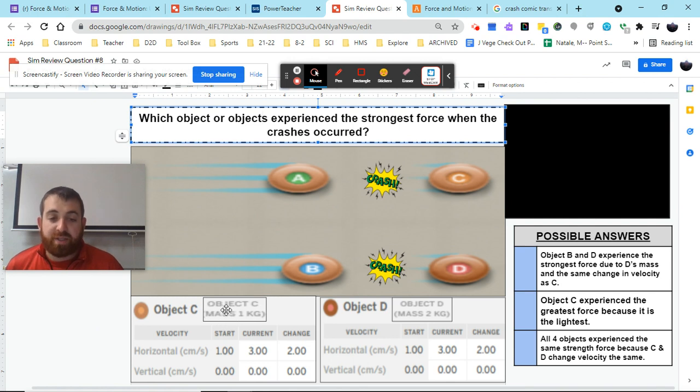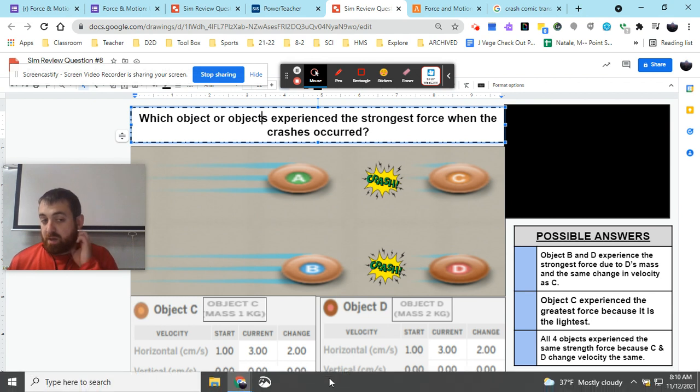If you notice, object C is lighter than object D. So object C has a mass of 1 kilogram, object D has a mass of 2. And if you notice here in our velocity data, both objects C and D started off with a velocity of 1. So they had the same velocity at the start. After the crash, they had a velocity of 3. So right now, after the crash, they're moving away from the objects A and B with a velocity of 3. So both of them sped up by a velocity of 2.